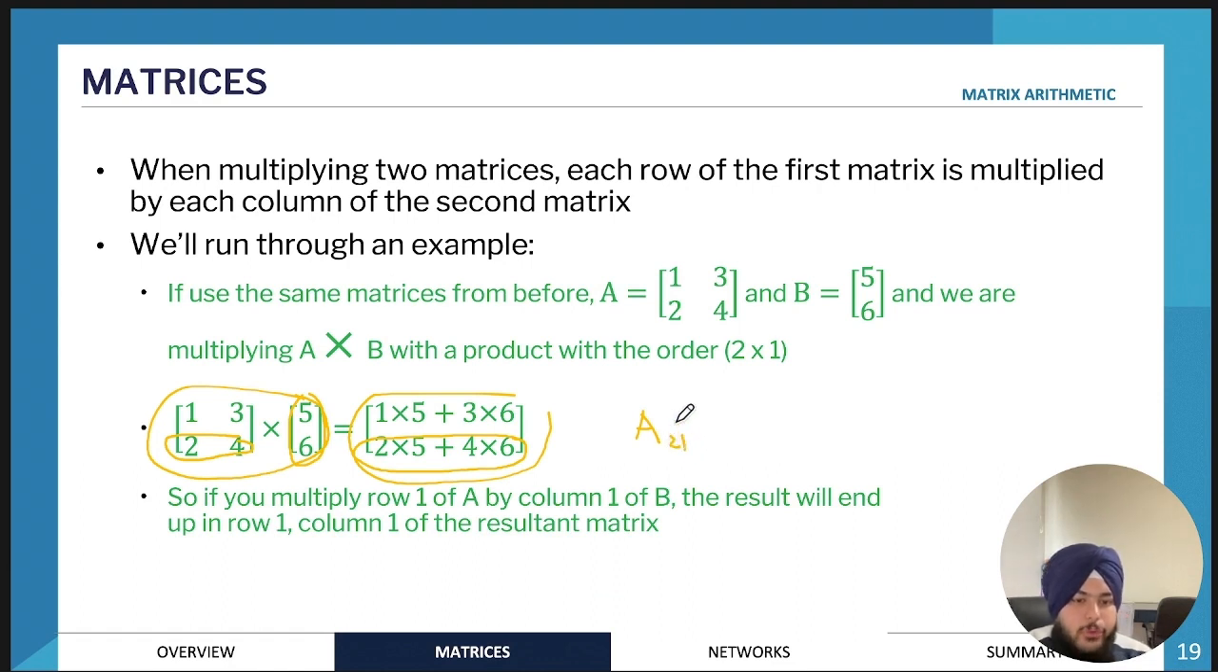So the element in row 2, column 1 of the product matrix. And they ask you to show your working out of how you found this element in the product matrix. So in that case, you would need to show this working out over here. So 2 times 5 plus 4 times 6. And that is how they can verify that you've done this by hand. Or well, not by hand, but that you know your principles of matrix multiplication.